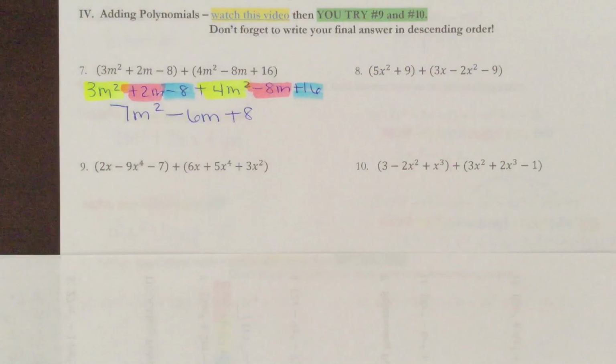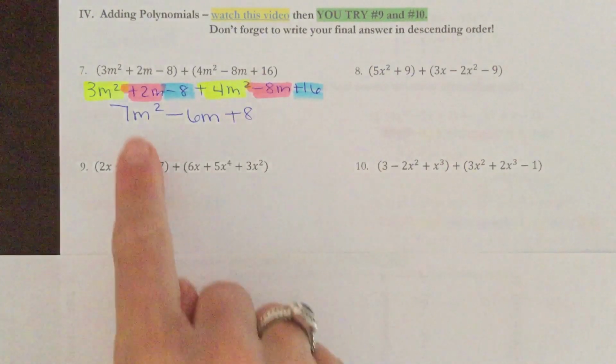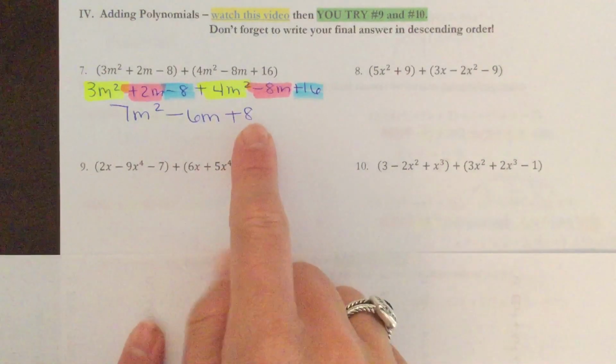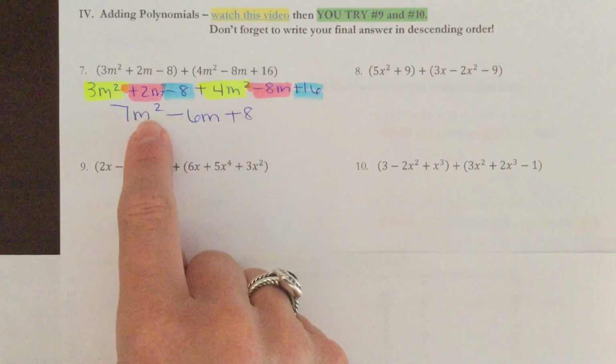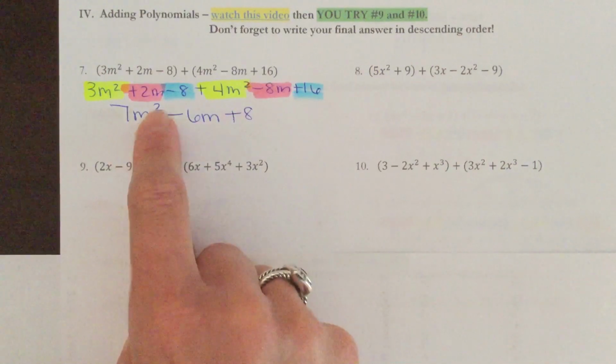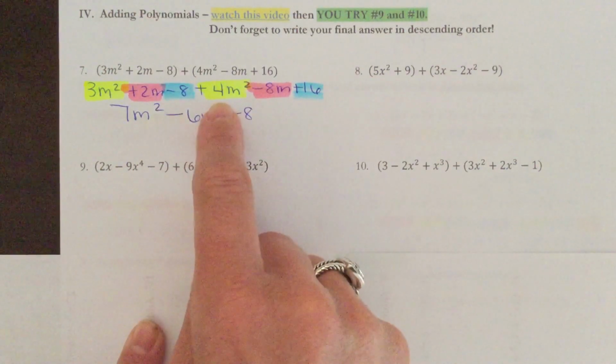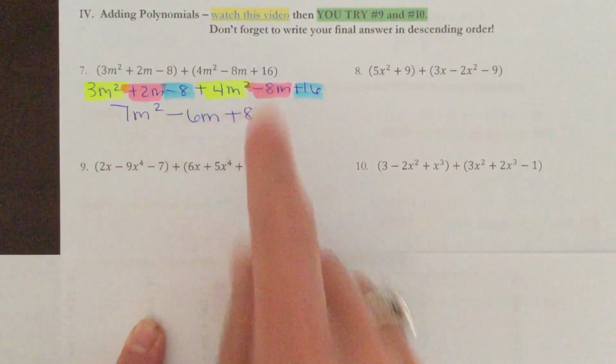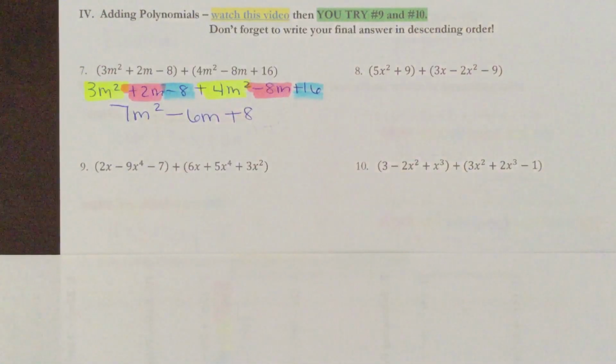Before we move to the next problem, we want to make sure that this one is in descending order. We want to look at the powers on our variable and make sure that they go down in power. M squared goes down to m to the first, goes down to m with no power at all, or m to the 0, okay, or there is no m there. We are in descending order.